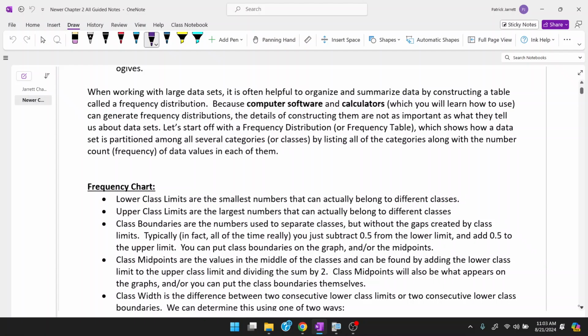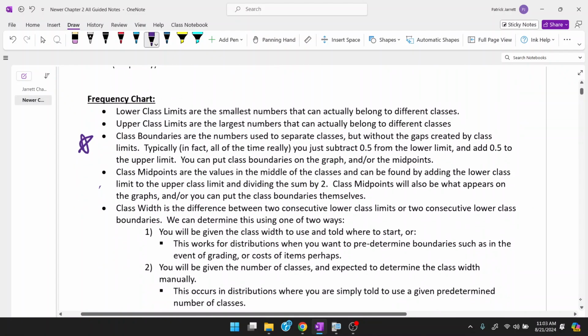And class midpoints, I'm not going to emphasize as much here, but the boundaries are going to be much more important. And here's another big thing, class width. It is the difference between two consecutive lower class limits or two consecutive upper class limits. It's a little typo here.